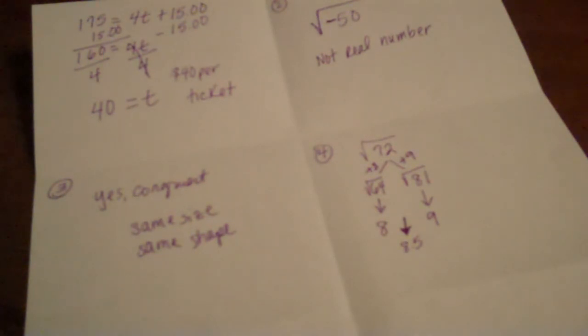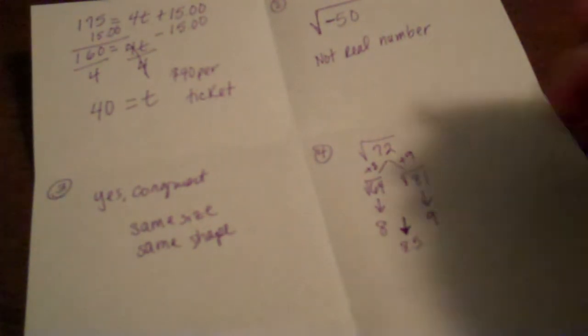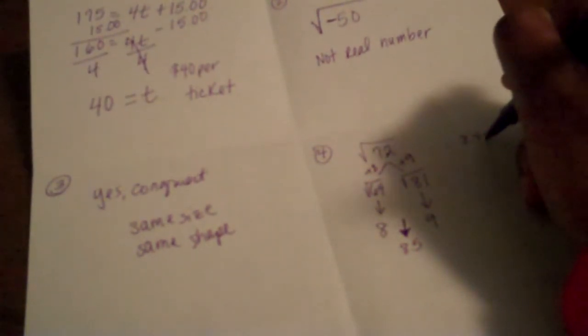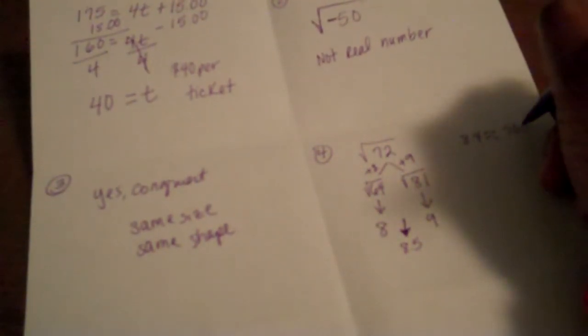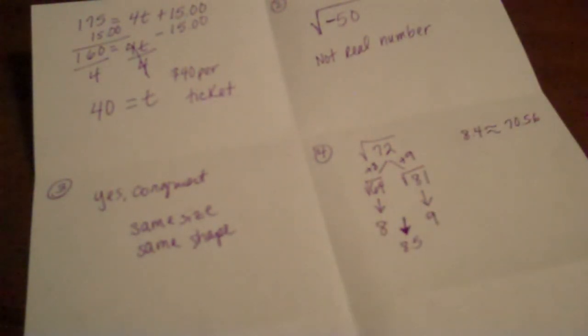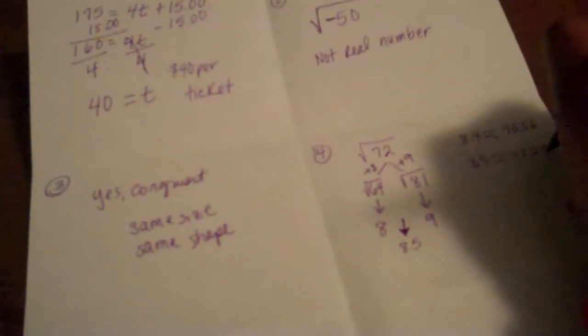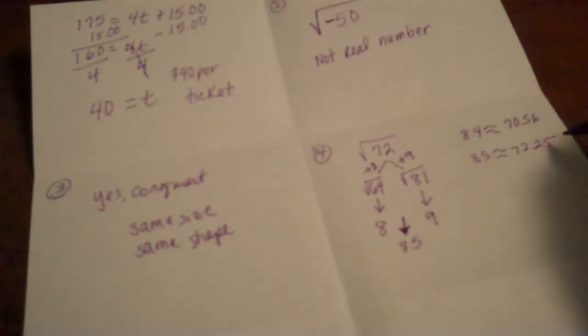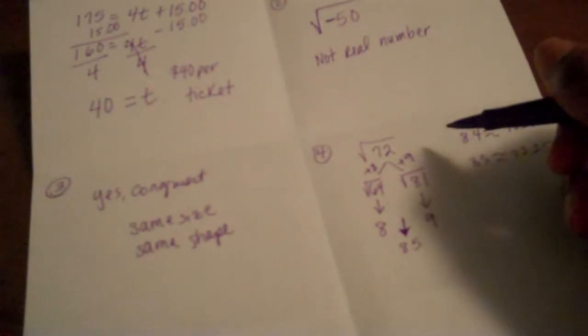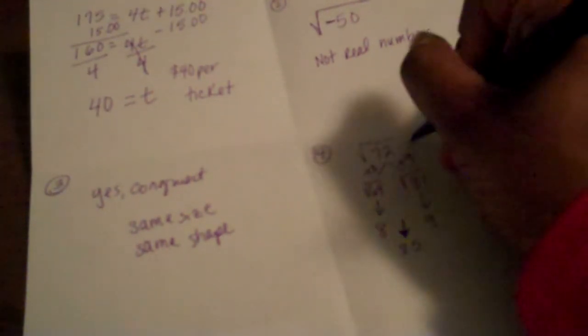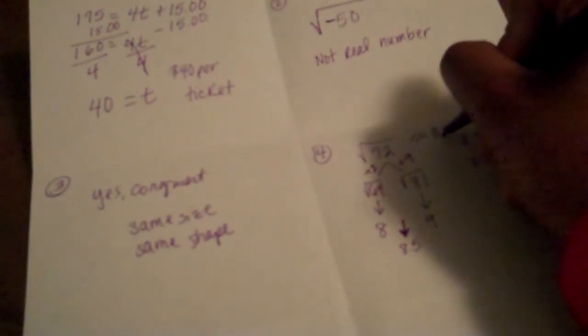Well, 8 4/10 times 8 4/10, that's going to give me approximately 70 and 56 hundredths. And 8.5 times 8.5 is going to give me approximately 72 and 25 hundredths. So looking at the differences here, which one is going to get me closer to 72? Well, that's going to be 8.5. So the square root of 72 to the nearest tenth would be approximately 8.5.